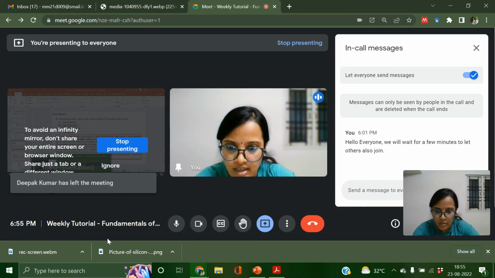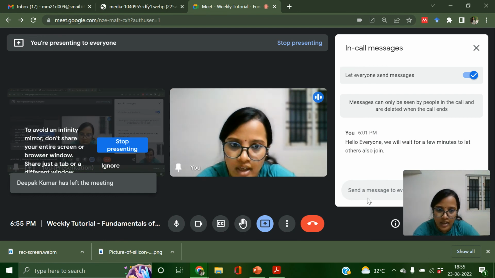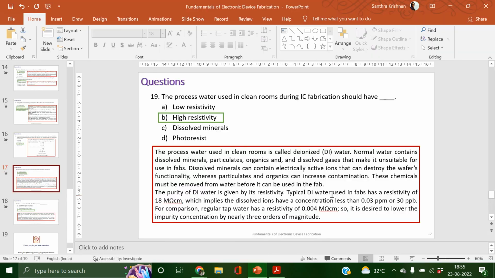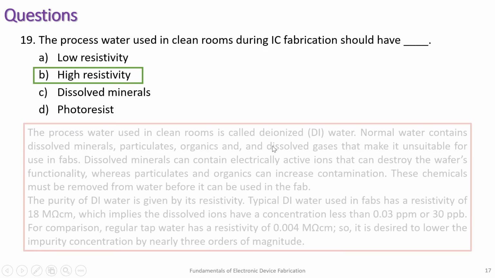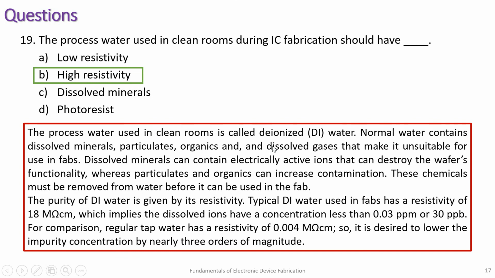So let me check what somebody gave. Okay, nobody posted any message. Then, okay, is it clear to all of you why we use deionized water?